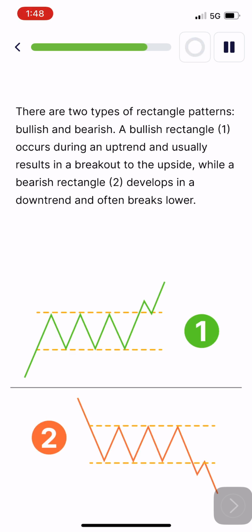There are 2 types of rectangle patterns, bullish and bearish. A bullish rectangle occurs during an uptrend and usually results in a breakout to the upside, while a bearish rectangle develops in a downtrend and often breaks lower.